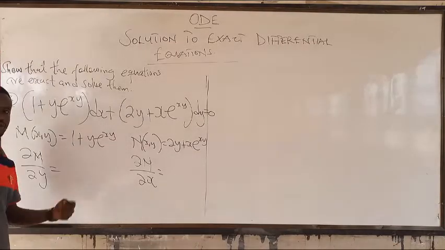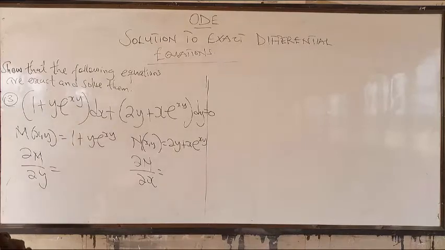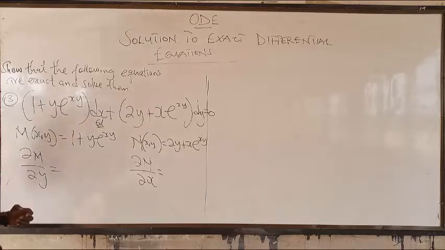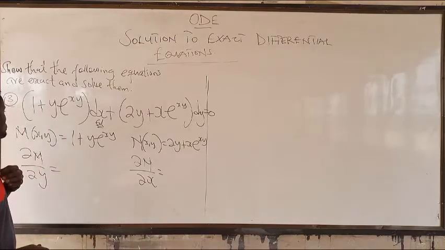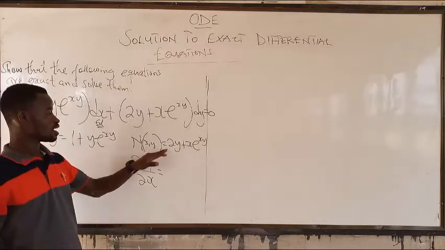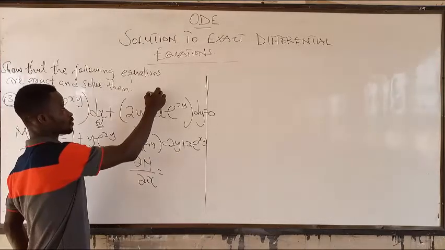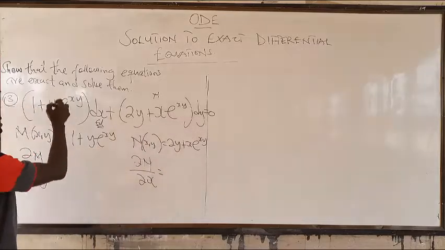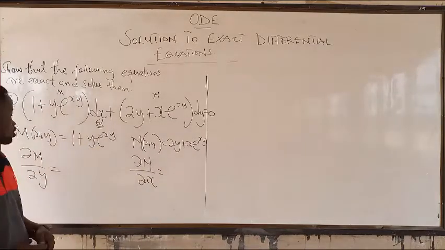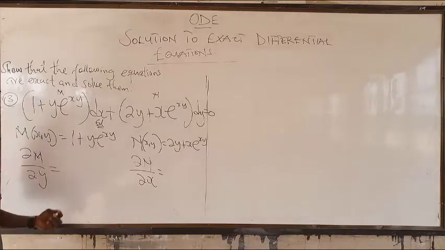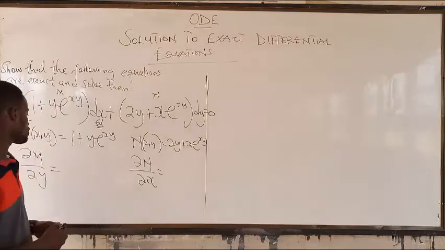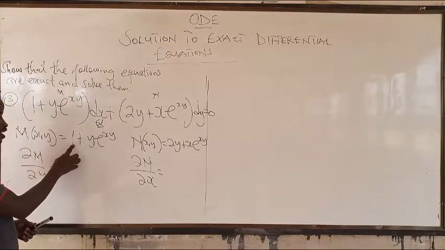Alright, so let's look at our third example. First of all, let's show whether it is exact or not. So this is our M, and this is our N. The N is the one attached to dy, and the M is the one attached to dx. So let's take the partial derivative of M with respect to y by treating x as constant. So we know this is going to give us 0.